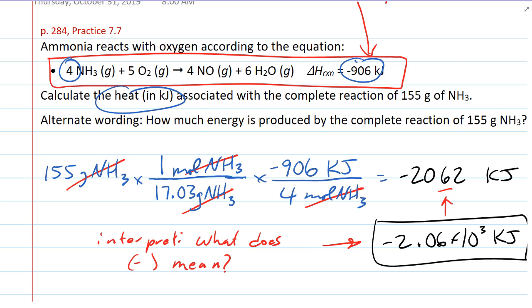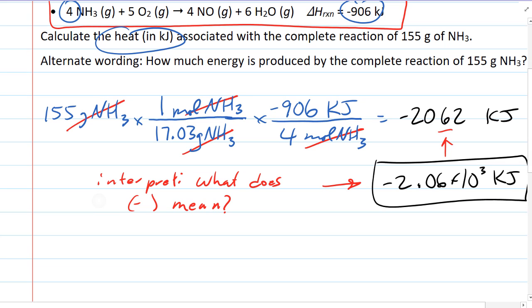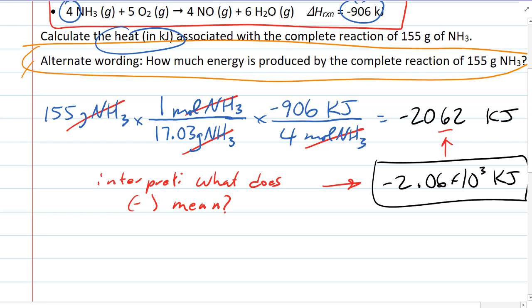Okay? So now, if the alternative wording is this right here, and I'll circle this in orange, it says how much energy is produced. We would say that 2.06 times 10 to the positive third kilojoules were produced.